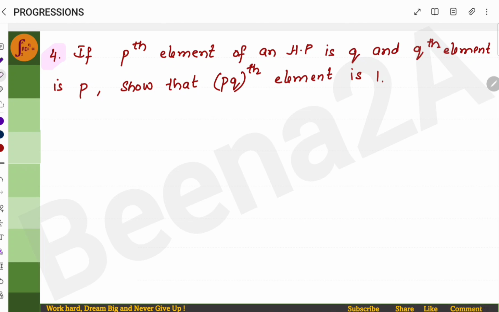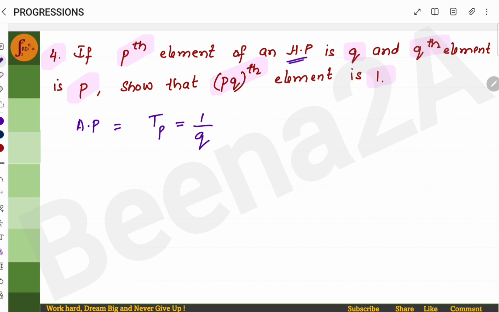Now let's take the fourth problem. If the pth element of an HP is Q and the qth element of the HP is P, show that the PQth element is 1. Right? So the pth element. First what we will do, we'll take an arithmetic progression. The pth element is TP. And what is TP here? It is Q. Right? It is 1 by Q.